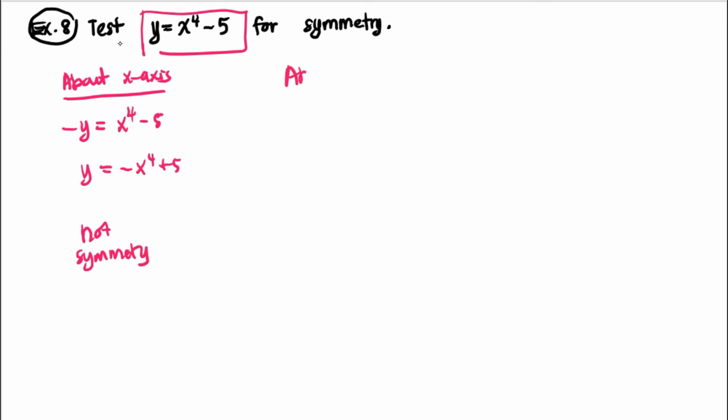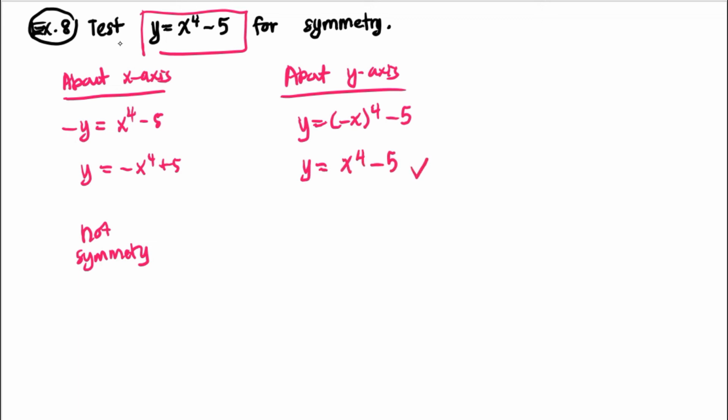All right, what about the y-axis? About the y-axis, we have to replace the variable x with negative x, therefore we'll have y equal to negative x to the power 4 minus 5. Simplifying this, we know that negative x to the power 4 will become positive x to the power 4 minus 5. This is going back to the initial equation here, therefore we have it as a symmetry about the y-axis. And about the origin, we have to replace the variables x and y with negative x and negative y respectively.